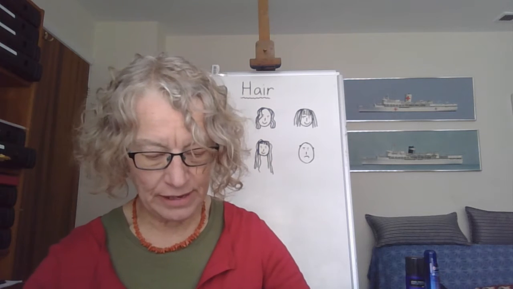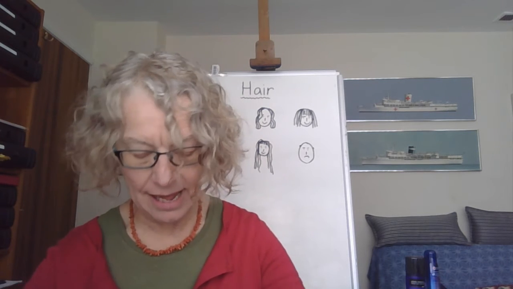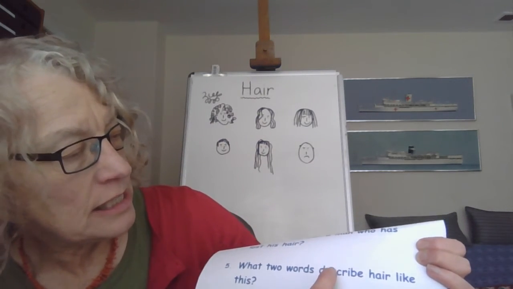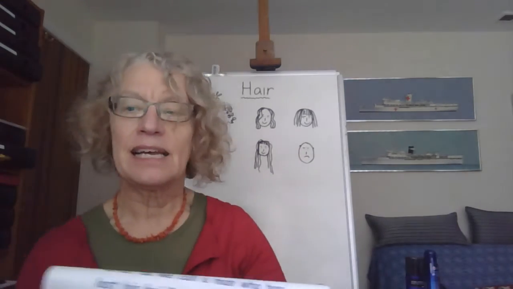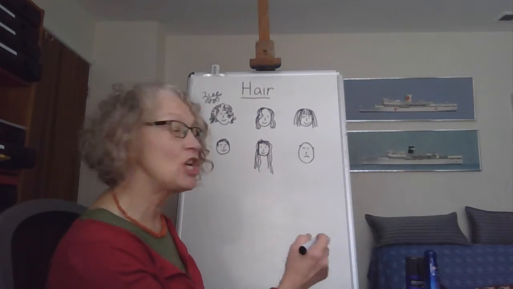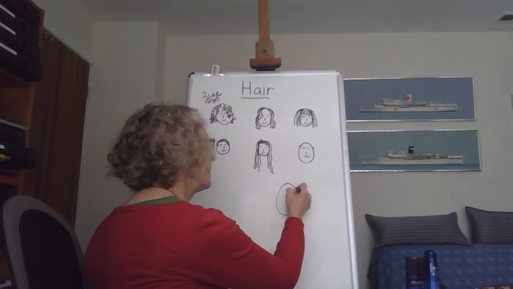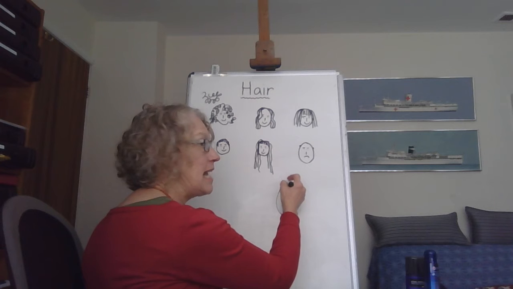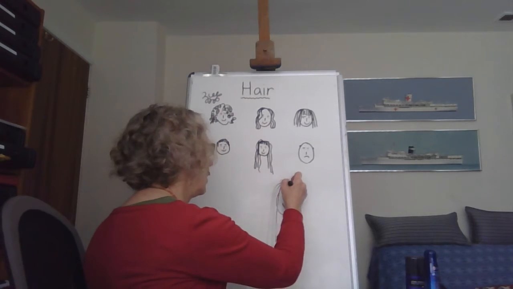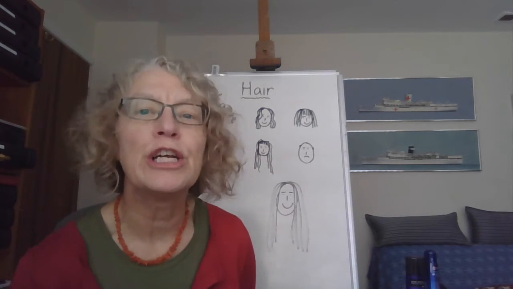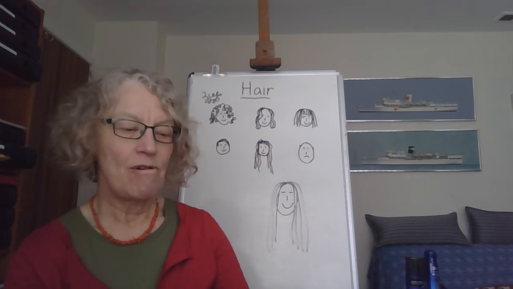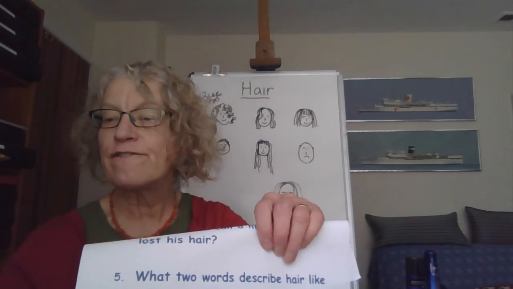Just got to look at the answer for something to see if I've done it correctly here. Oh, yes. What 2 words describe hair like this? So what 2 words describe hair like this? And I'm going to show you on here. Face. Okay, and here's the hair. Okay, so there are 2 words that describe that sort of hair. What are they? Write the 2 words down by number 5.